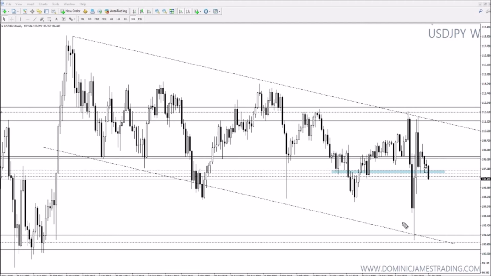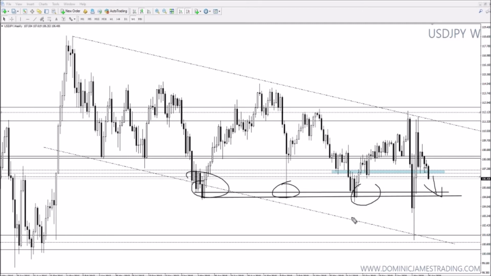But do I think we get to the bottom of this level? I'm not too sure. I think the safe bet would probably be looking at around these lows here, just because we had a lot of buying coming in. That seems like the most logical area for dollar yen to reach for.